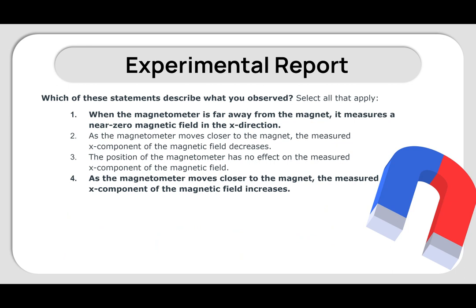For the experimental report, the question asked was which of these statements described what you observed, and I observed the first one: when the magnetometer is far away from the magnet, it measures a near zero magnetic field in the X direction. And the last one: as the magnetometer moves closer to the magnet, the measured X component of the magnetic field increases.